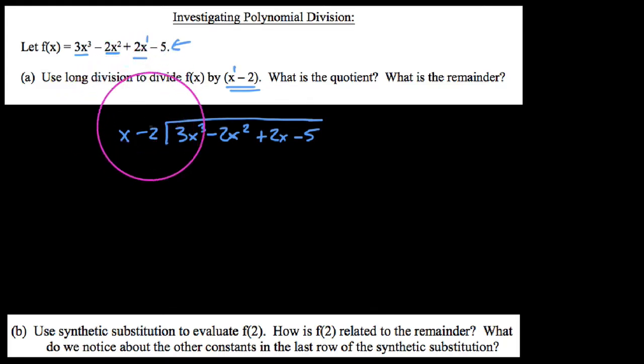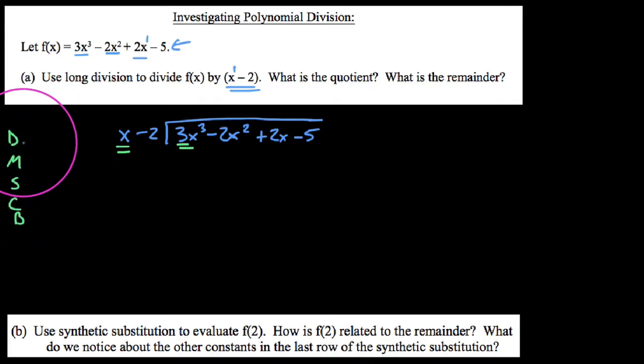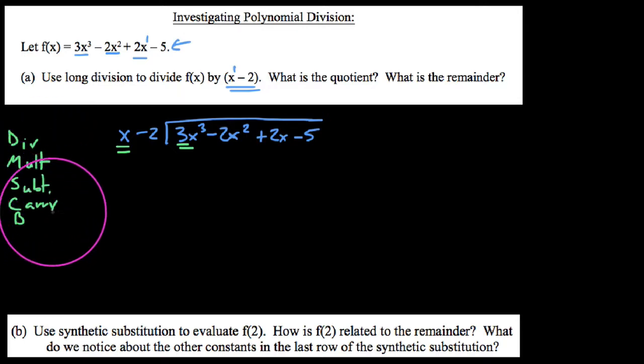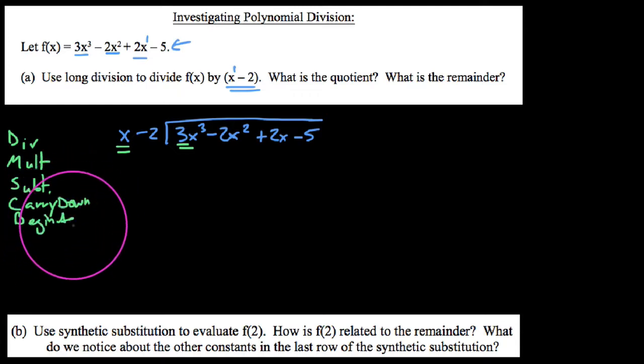So if we're going to divide this out, remember long division, we have a division algorithm, but this stands for divide, multiply, subtract, carry down, and then begin again. So begin again. And so these are the steps we're going to take as we go through this long division right here. So we say, okay, so divide.